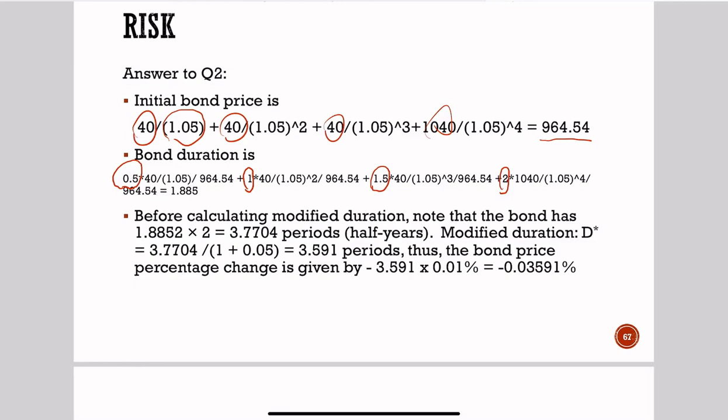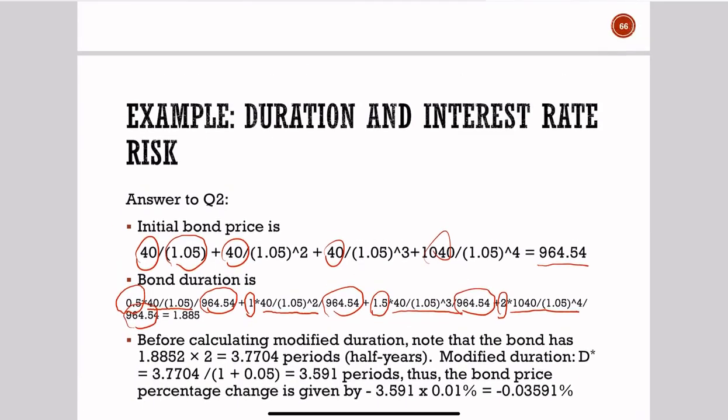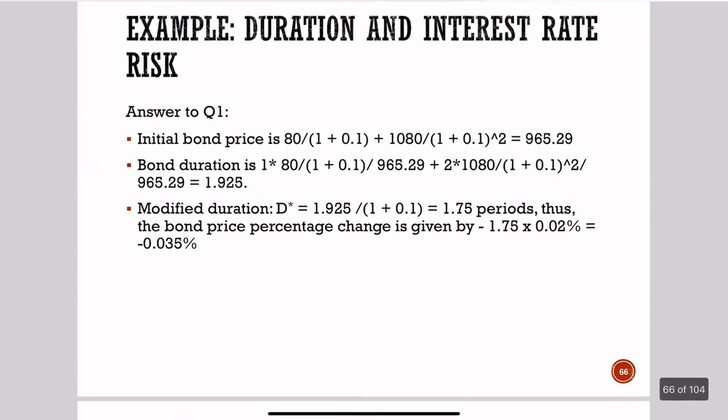The weight is calculated as the present value of the cash flow divided by the bond price. So you can see here, this is the present value of the first cash flow, and this is the present value of the second cash flow. You could do the same for the third and fourth cash flows, and then divide by the bond price. This gives you the weights, right? And in the end, we have 1.885.